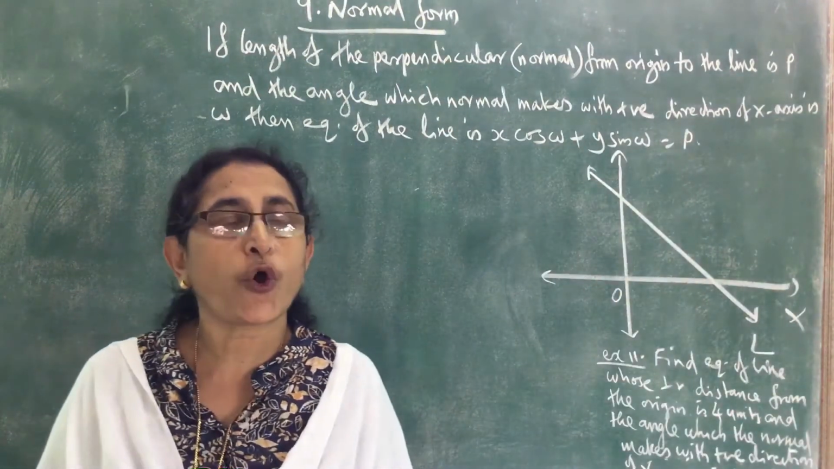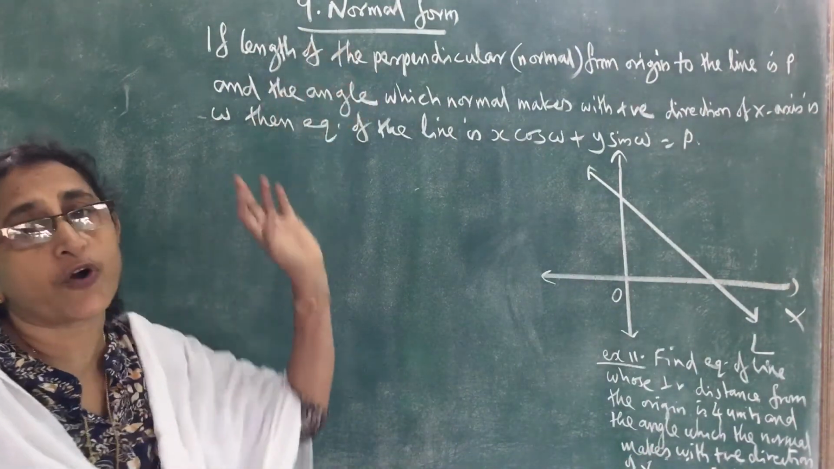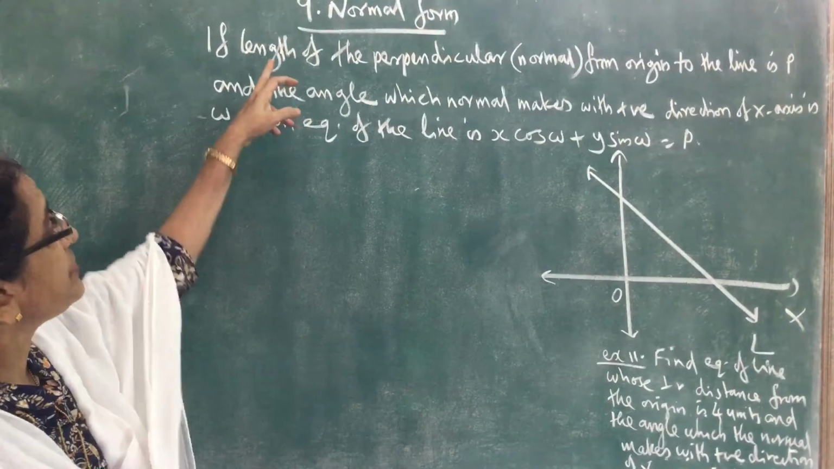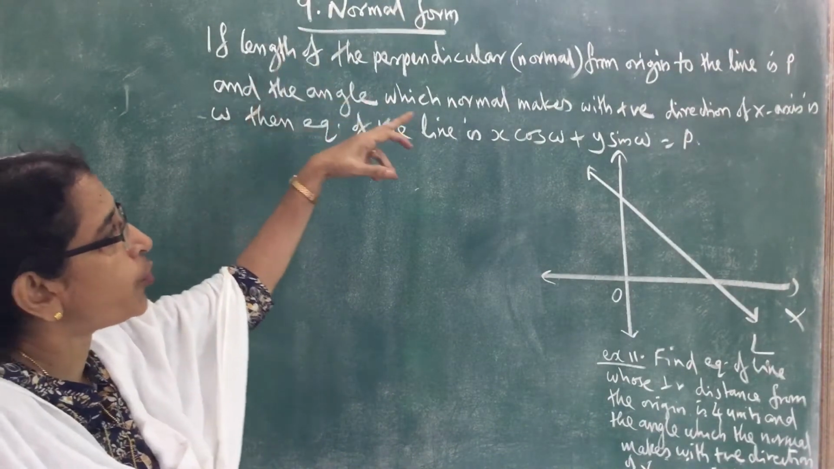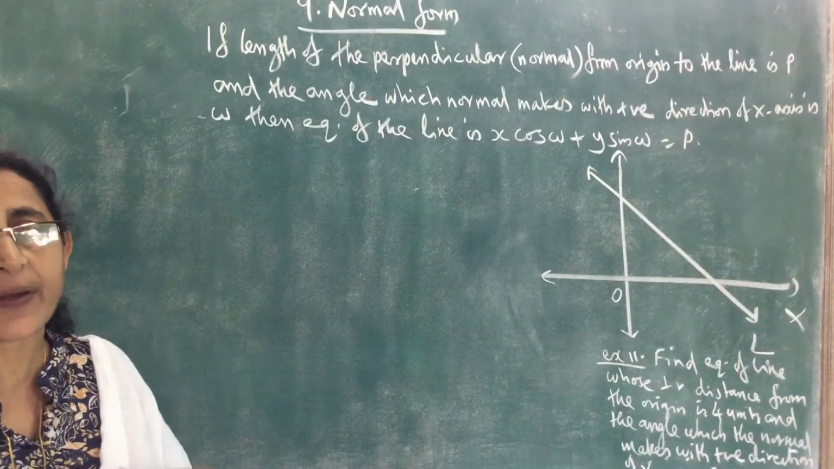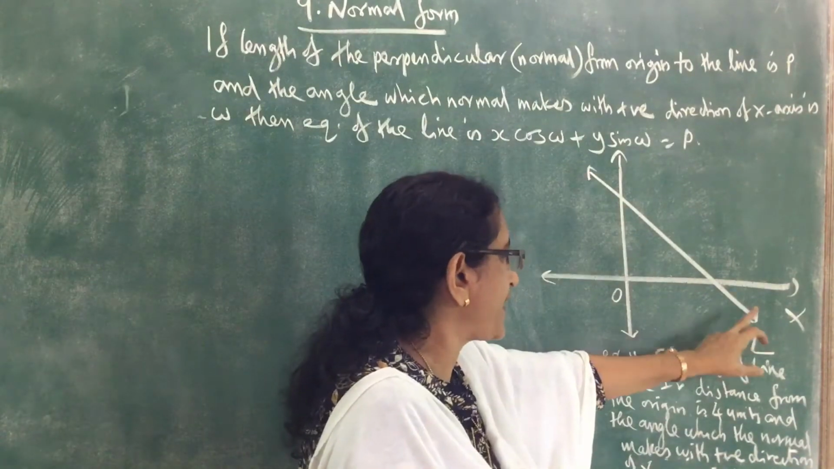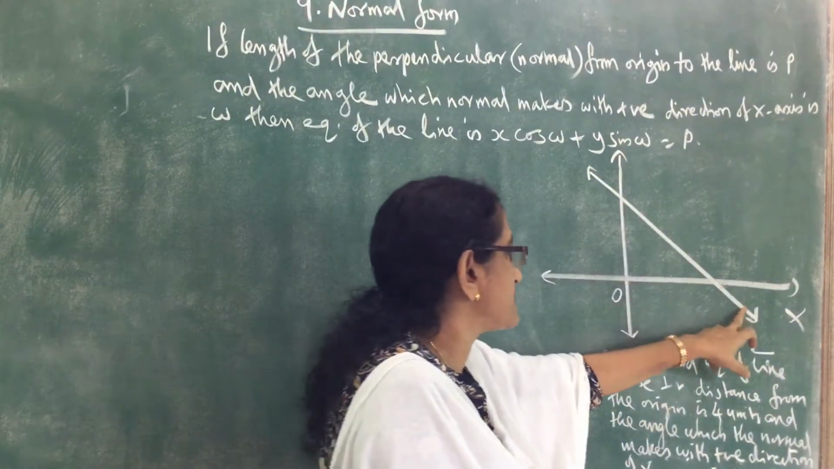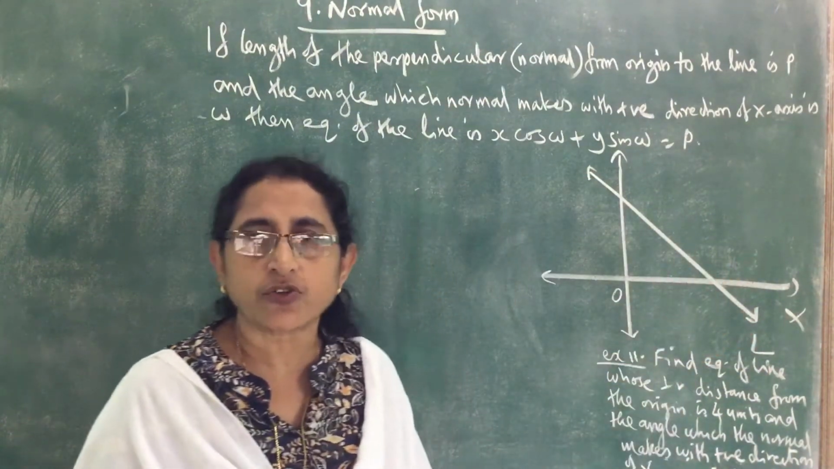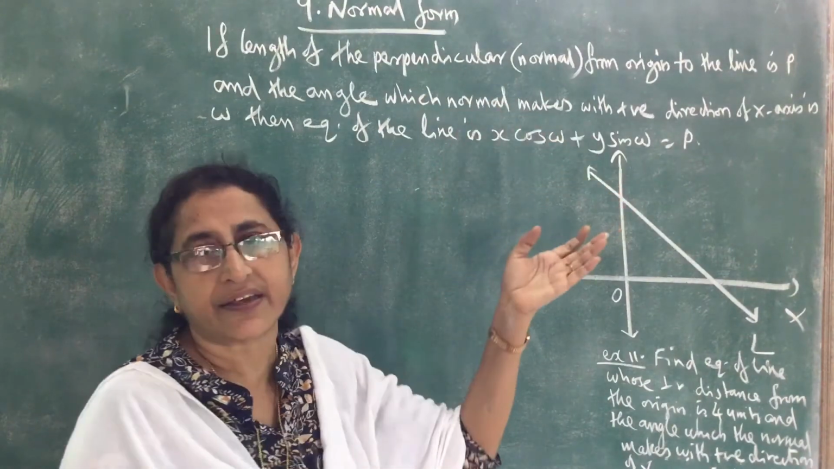Next form is normal form. This is the last form of equation of the line. Normal form of equation of the line. If the length of the perpendicular from the origin to the line is P. Suppose this line, we want to find the equation. Line L is the line whose equation we want to find. So, length of the perpendicular from the origin to the line is P.